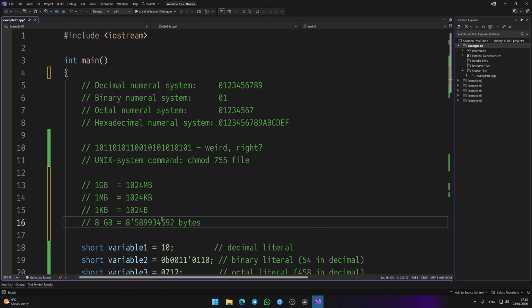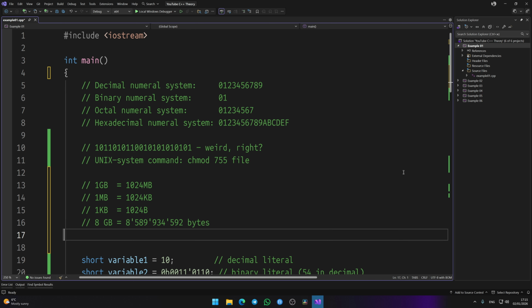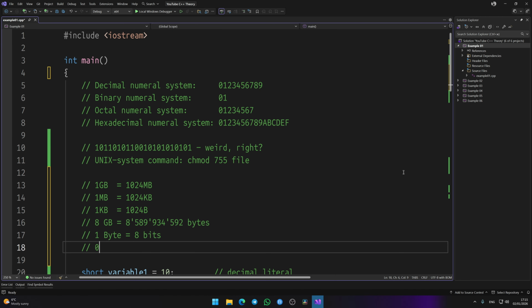A bit is the smallest piece of information possible. It can be either 1 or 0. So if you line up 8 bits in a row, choosing either 0 or 1 for each, you get a combination that represents one full byte.